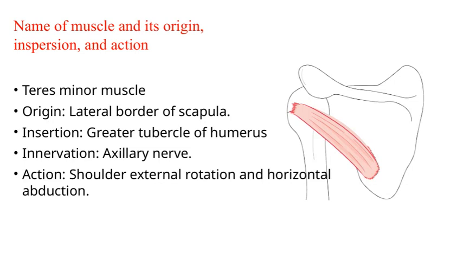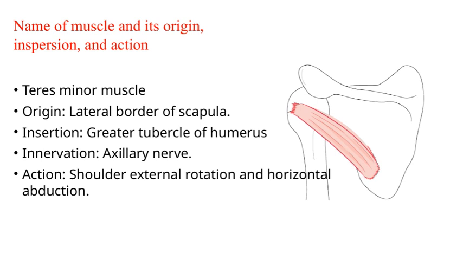Now let's take a closer look at the teres minor muscle. Its origin is on the lateral border of the scapula, which is essentially the outer edge of the shoulder blade. From there, it inserts onto the greater tubercle of the humerus, the prominent bump on the upper arm bone. This positioning allows it to play a key role in shoulder movements. The nerve that innervates this muscle is the axillary nerve, which is important because it controls the muscle's function and provides sensation to part of the shoulder area.